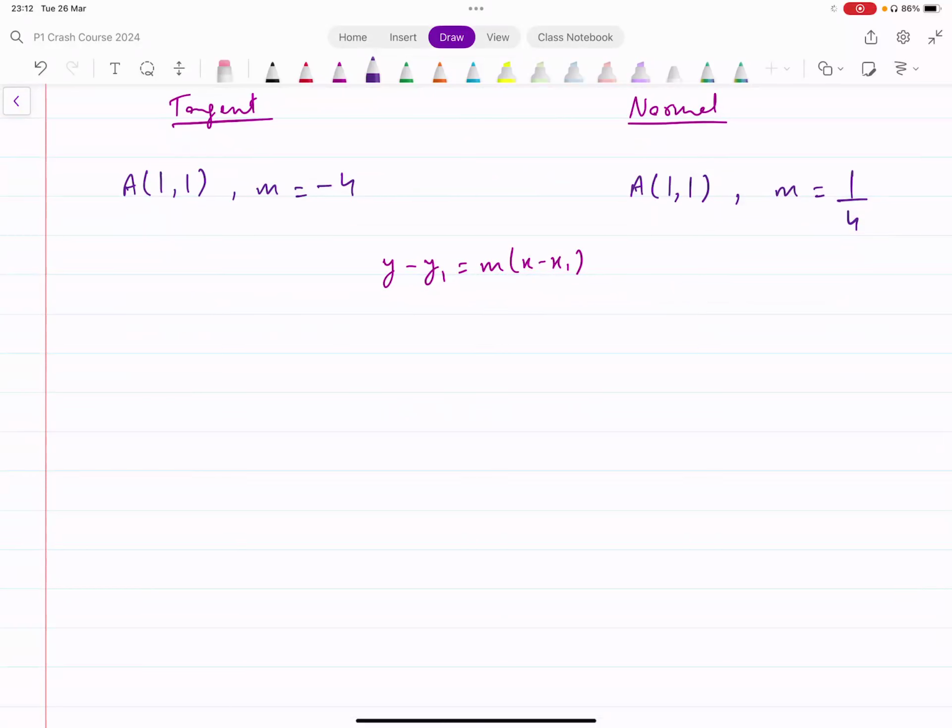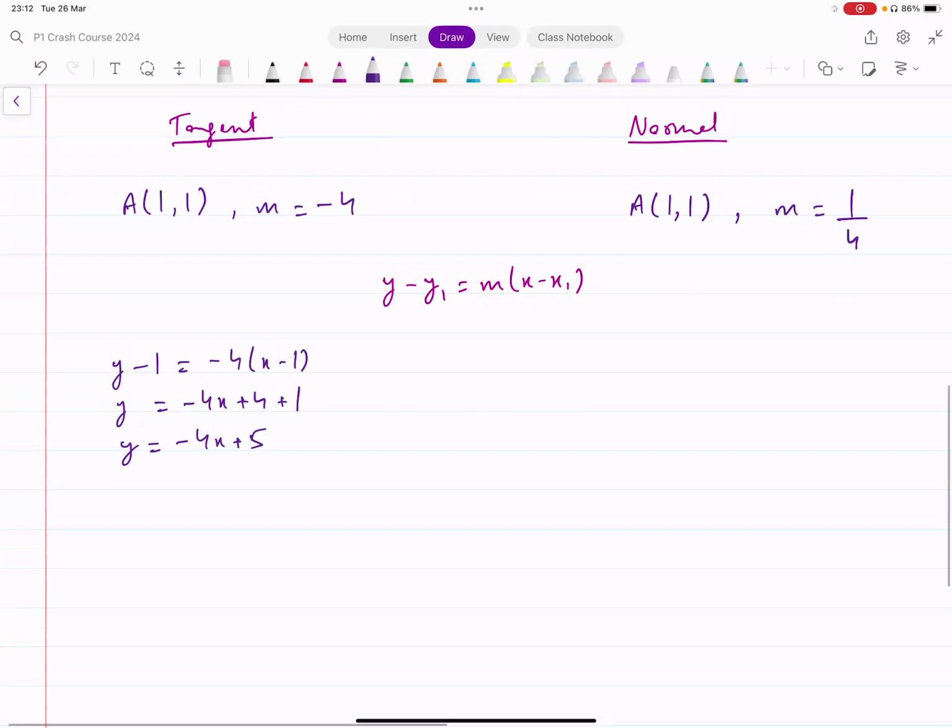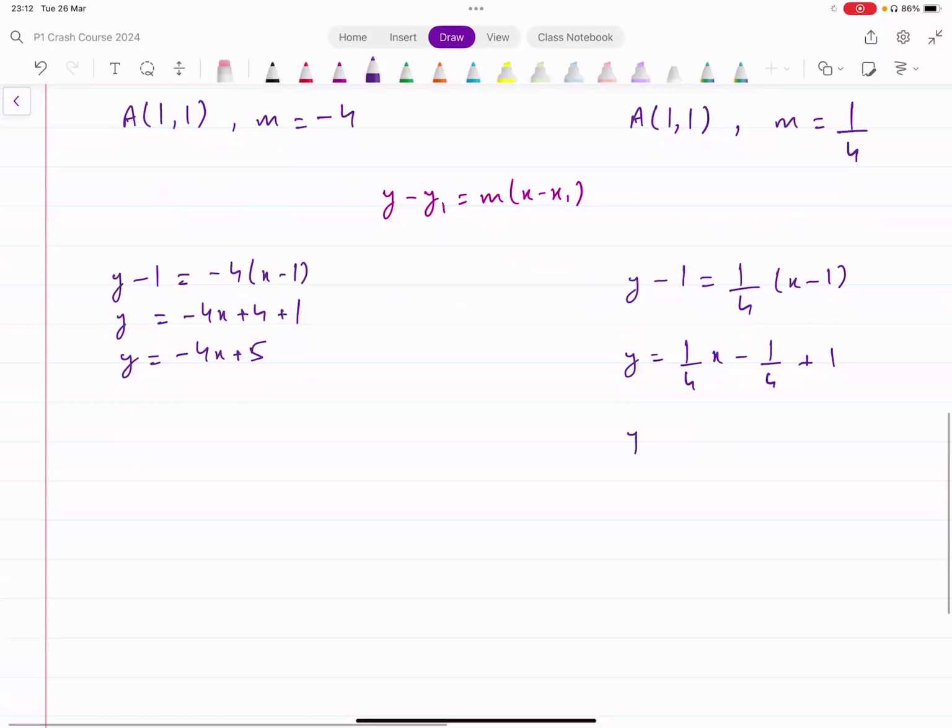The equation of tangent will turn out to be y minus 1 equals -4 into (x minus 1). You can simplify that to get y equals -4x plus 4 plus 1, so y equals -4x plus 5. That's the equation of the tangent. And the equation of the normal, that's y minus 1 equals 1/4 into (x minus 1). And that gives you y equals 1/4x minus 1/4 plus 1, and that's going to be y equals 1/4x plus 3/4. We have the equation of the tangent and the equation of the normal.